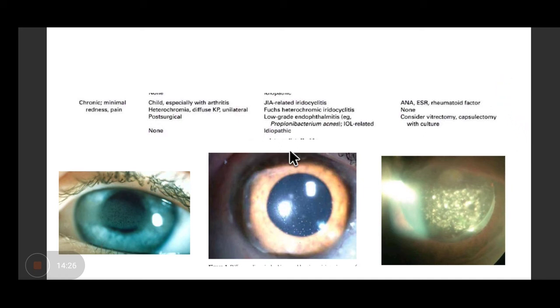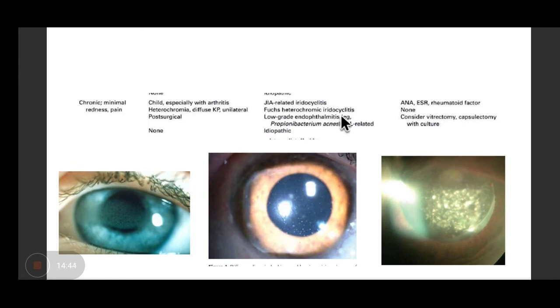There may be a posterior subcapsular cataract because it's chronic, it's minimal pain, and the patient may not be symptomatic earlier. It may be an incidental finding. So in such patients, you just have to do a slit lamp examination. There's not really much investigation you can do about these patients.